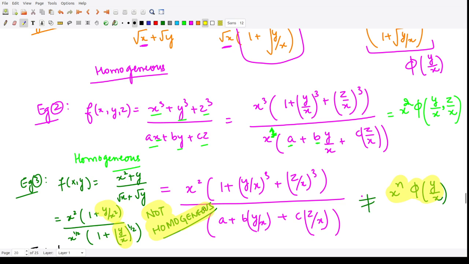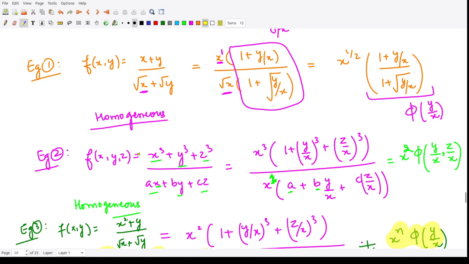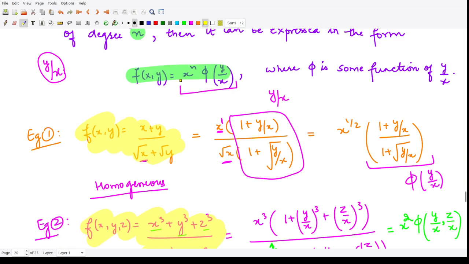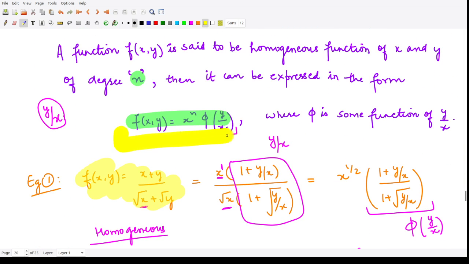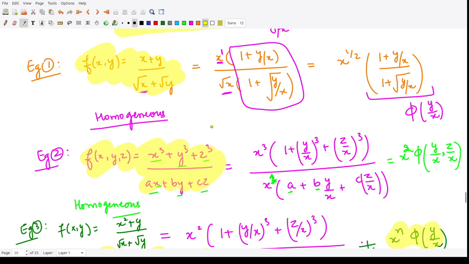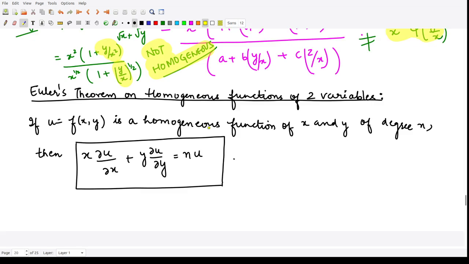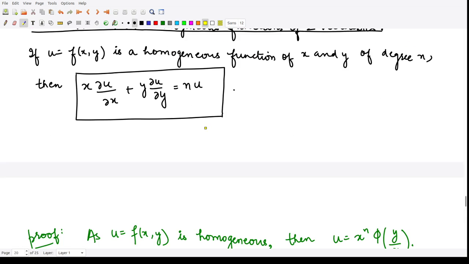So that is the example of a homogeneous function. We only have a homogeneous function as this function or this function or any function which is represented in this particular form. So next we have Euler's theorem for homogeneous functions.